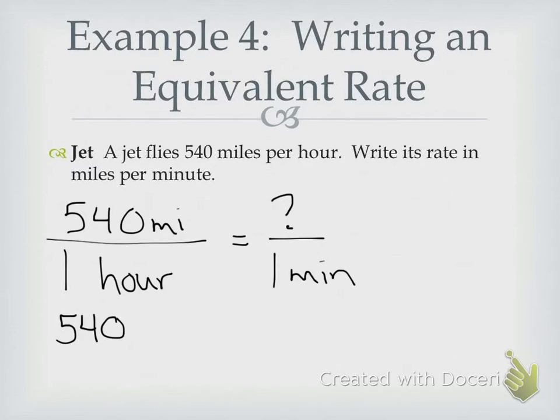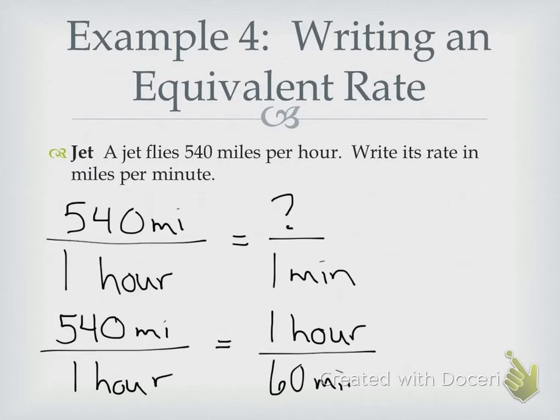540 miles over 1 hour equals, and here's how I get this second ratio, 1 hour over 60 minutes, because when I cross compare them, I need to be comparing the same units. So 1 hour, those need to cancel. Now I can cross cancel my 60 and my 540 to get 9, and that's going to be 9 miles in 1 minute.